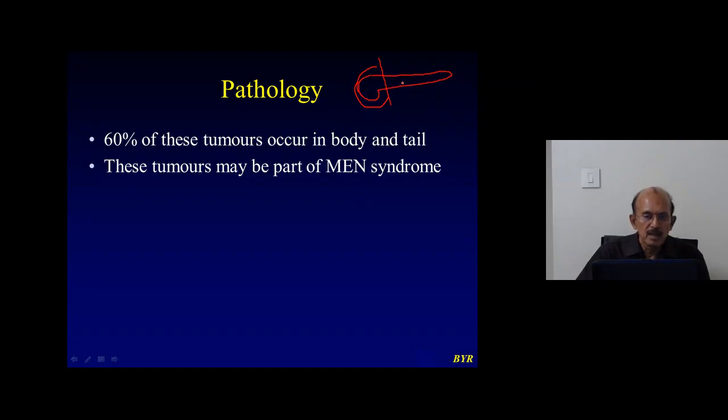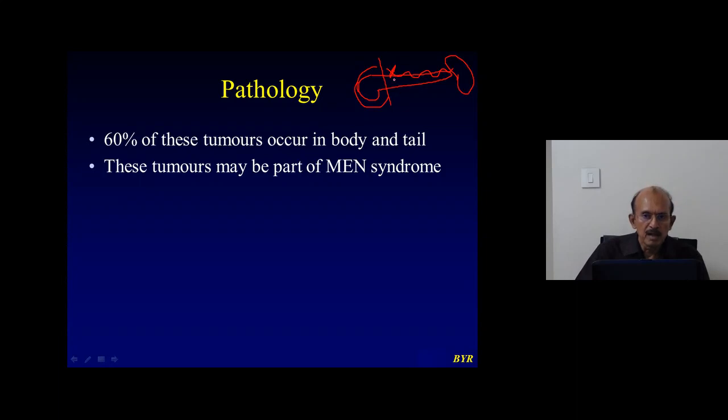The body and tail are supplied not by these vessels. They are supplied by splenic artery. It goes like a tortuous vessel and supplies the spleen. So before going to the spleen, it gives off branches to the pancreas, body and tail. So when you want to remove body and tail, you have to ligate the splenic artery here.